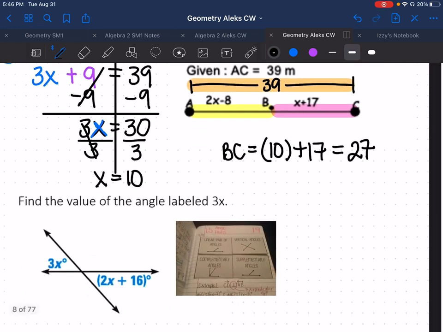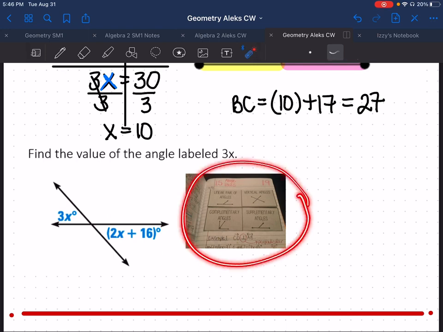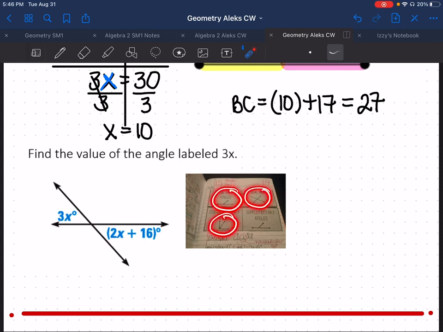All right, the next one is to find the value of the angle labeled 3x. You're going to want to use this foldable from lesson 1.5. And basically what you're going to want to do is get this foldable out and take a look at these pictures right here. Now remember, these two are the same. And if we flip open those foldables, we're going to be able to do the problem the same, whether we say it's a linear pair or we say they're supplementary. But this foldable is going to come in quite handy.